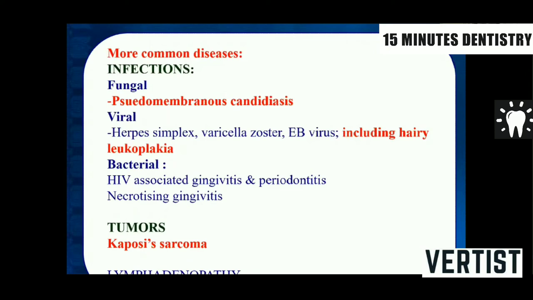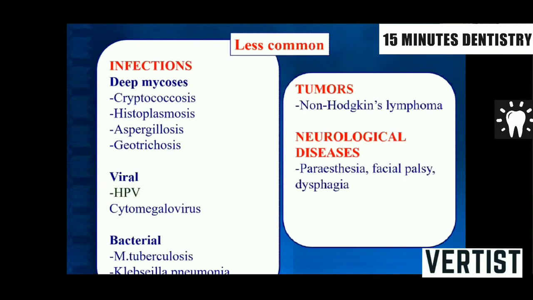Bacterial infection: HIV associated gingivitis and periodontitis, necrotizing gingivitis. Tumors, remember Kaposi Sarcoma, short notes has been asked. So Kaposi Sarcoma is there, and then persistent lymphadenopathy. These are the more common diseases. Less common diseases include infections like deep mycotic lesions, cryptococcosis, histoplasmosis, viral HPV and cytomegalovirus, Mycobacterium tuberculosis and Klebsiella infection in bacterial infection.